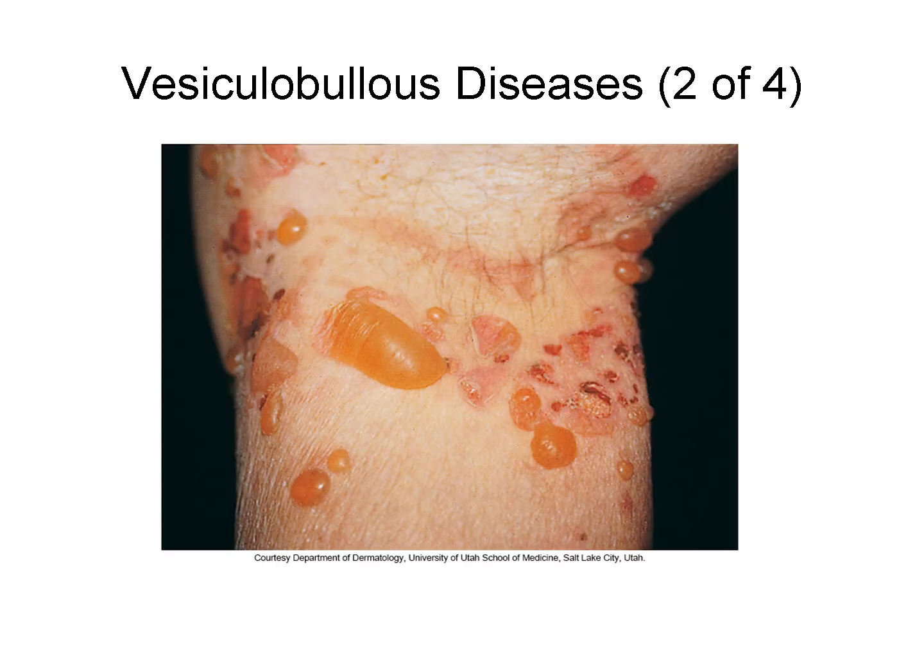This slide presents an image of Pemphigus vulgaris. The blisters are fragile and often rupture, leaving painful erosions. Oral mucosa is commonly involved, which can interfere with eating and speaking. Treatment includes corticosteroids and immunosuppressive agents.